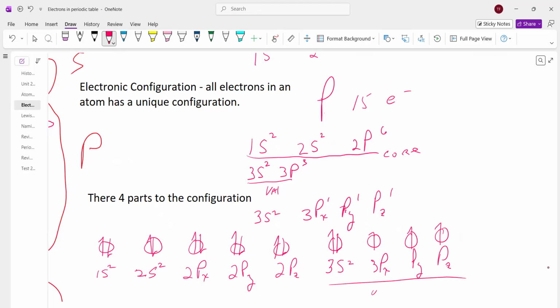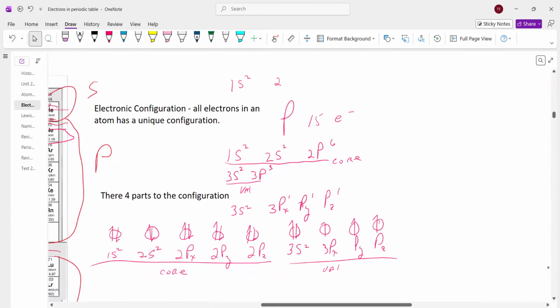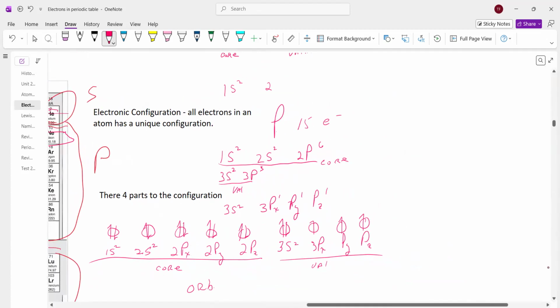So, valence, core. So this would be the orbital representation. Yeah, somehow that doesn't look right. Anyway, it's a representation. So you need to know both those. Now, does this make sense so far?